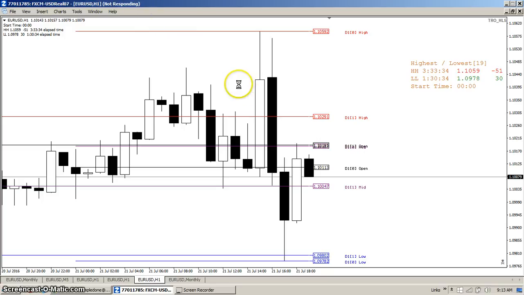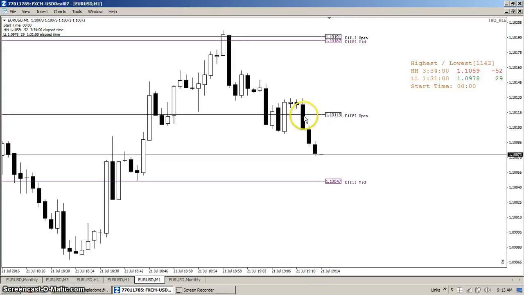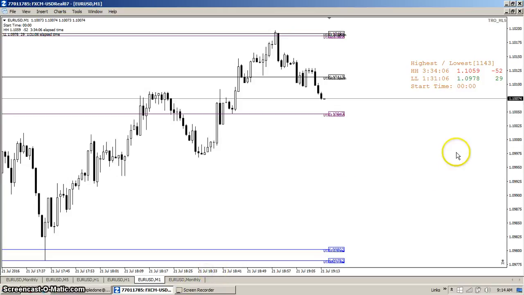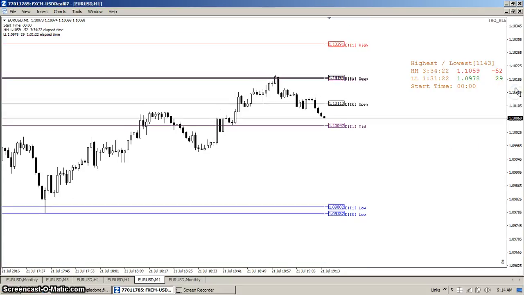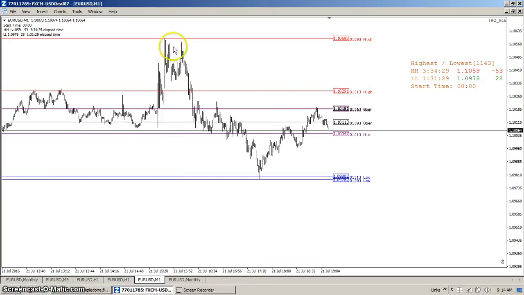Something's slow here for some reason. There we go. And so you can see here trading at that open line with the direction of price. So, most recent high was a while ago. You can see it there. Most recent low. But once again, trading the daily open, we don't really have to worry about that.